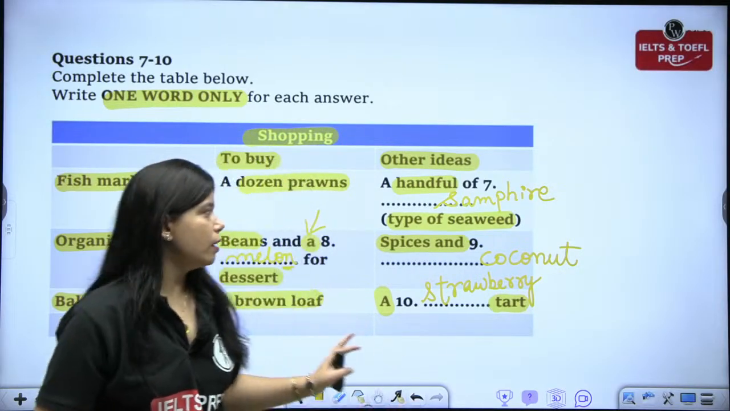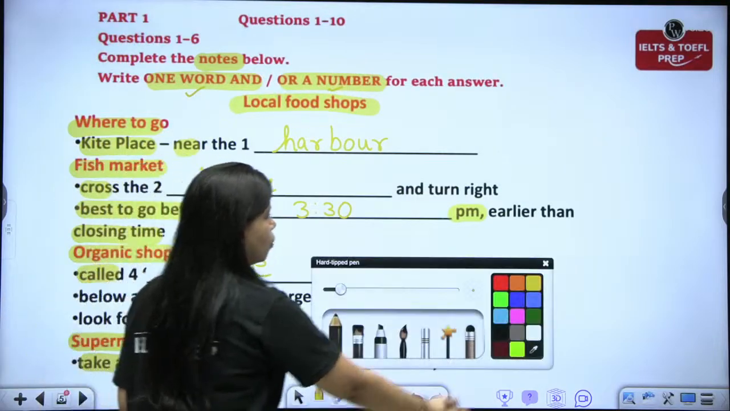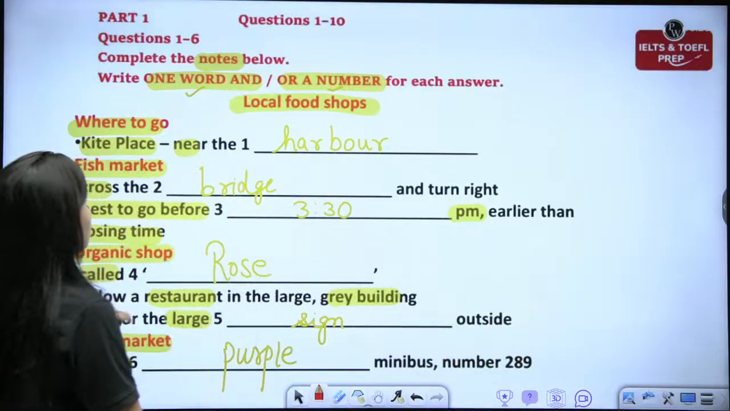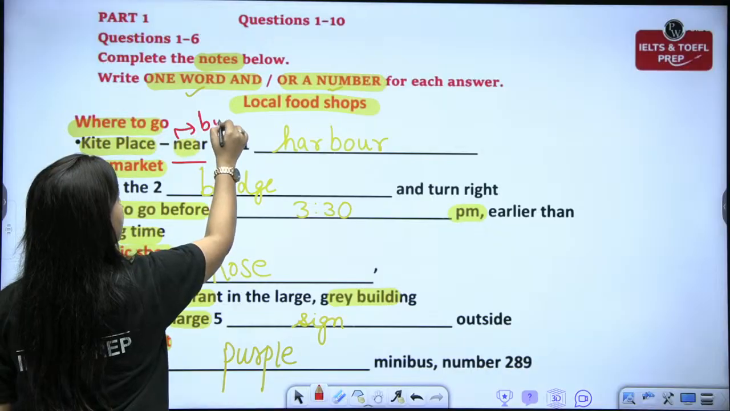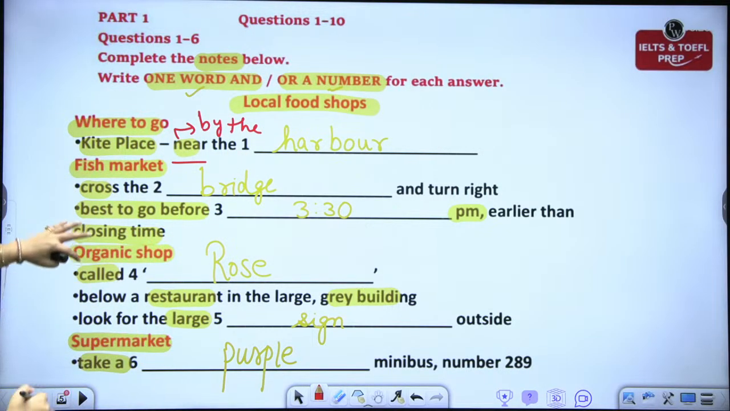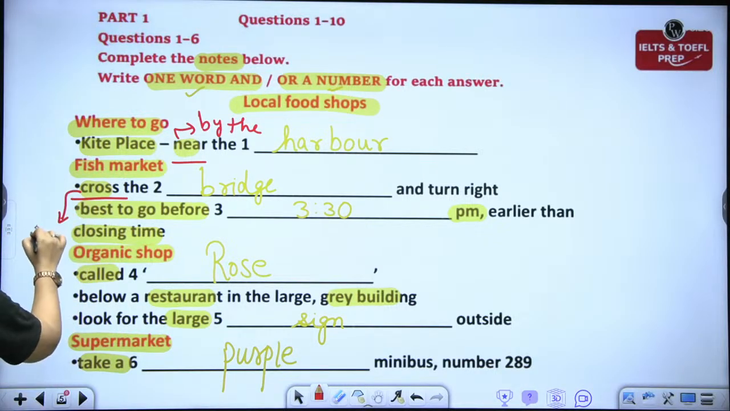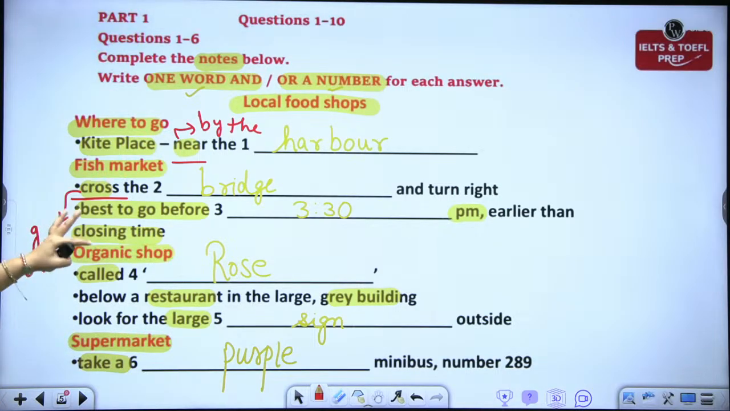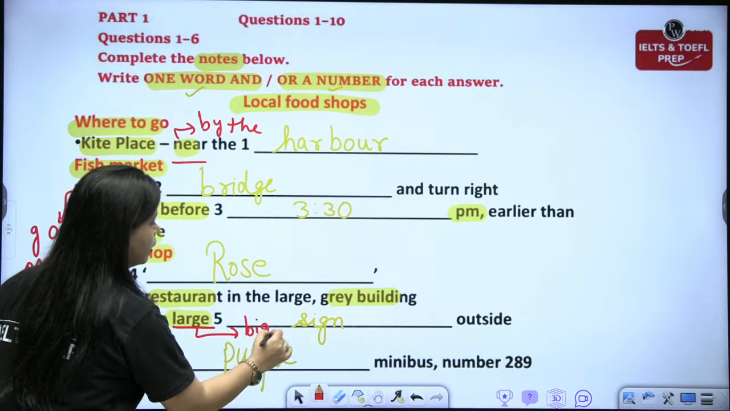Now, in this one, I was writing the answers for you, and if you noticed the paraphrased language, let's talk about paraphrased language a little bit. So it says here near the dash. In the audio, what did they say? They said by the harbor, right? Firstly, this is how the language was paraphrased. It says here cross the bridge. But in the audio, what was spoken? Go over the bridge. So this is how the language is going to be paraphrased. And here, in place of large, in the audio, they had spoken big, right?